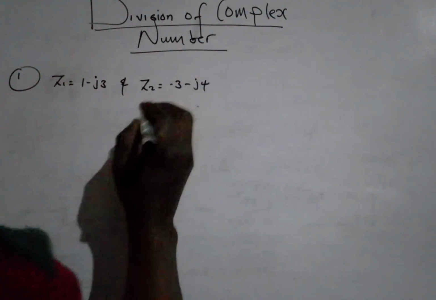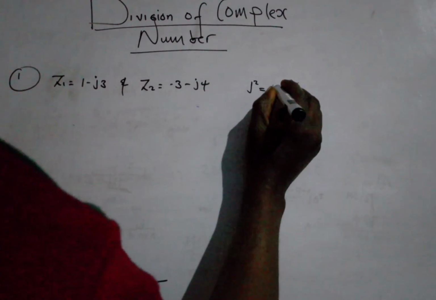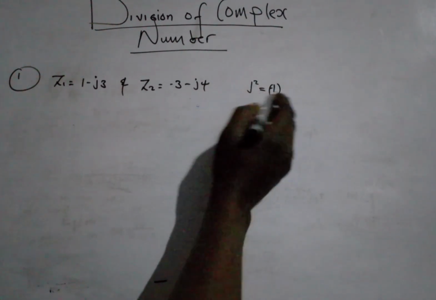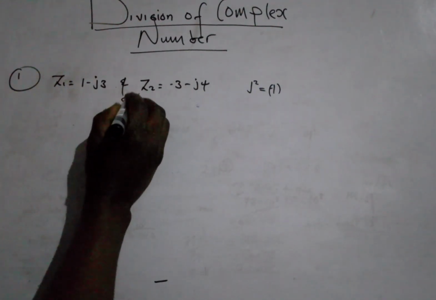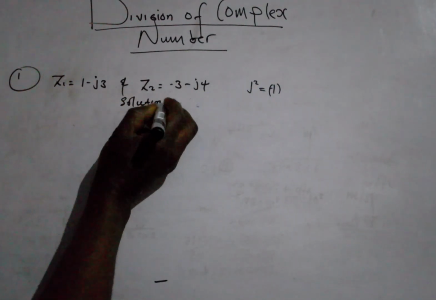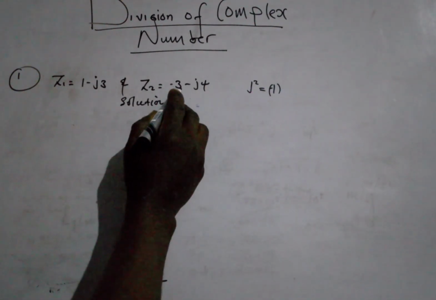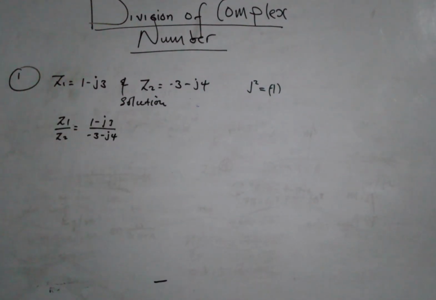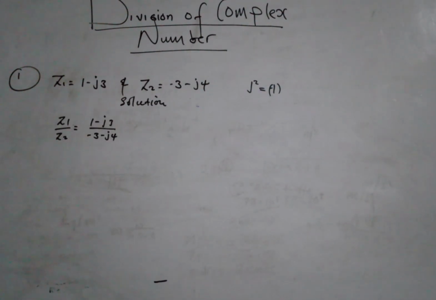Remember that here you have i squared equals minus 1. You must substitute where there is i squared with the minus 1. So let's get started. For the solution, we must divide z1 divided by z2. This is how the question is set up for division.